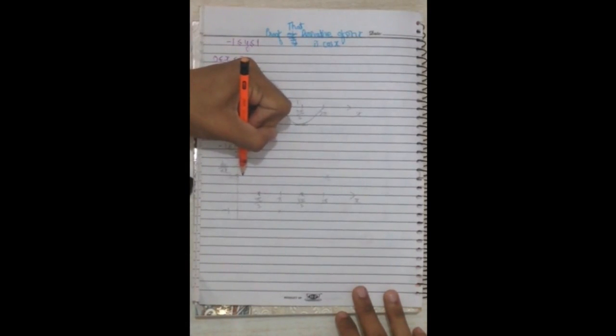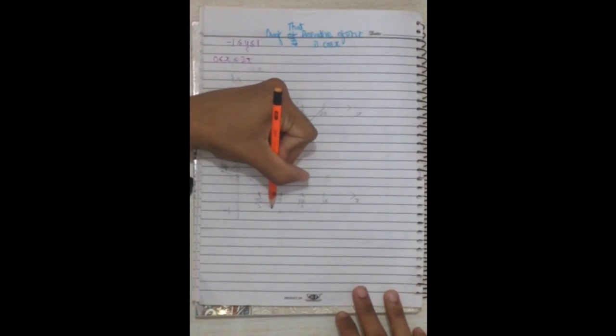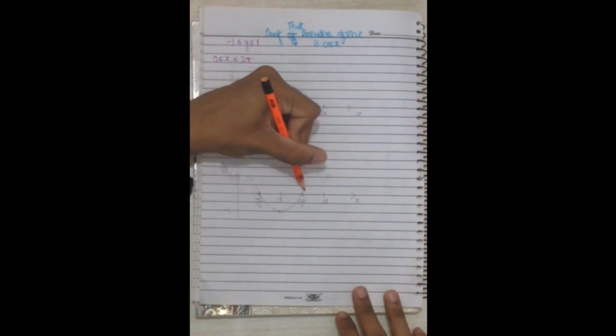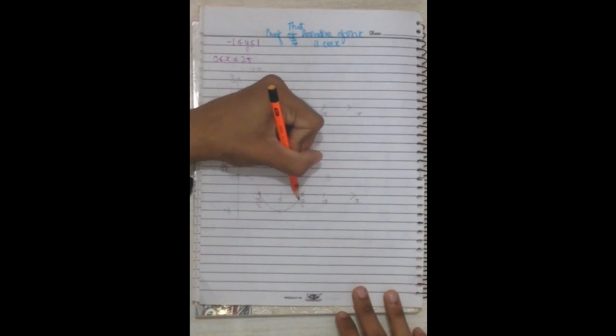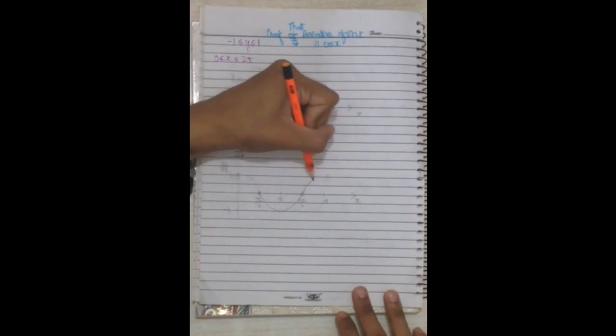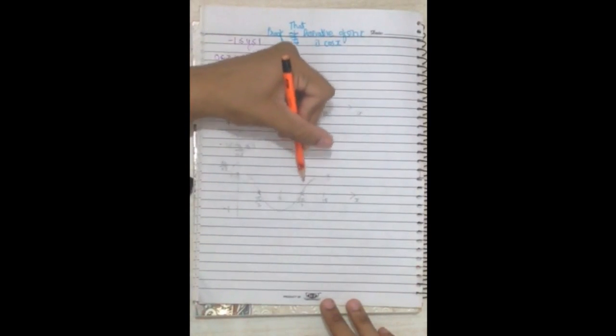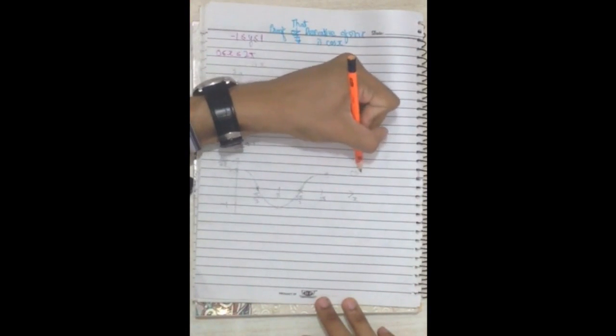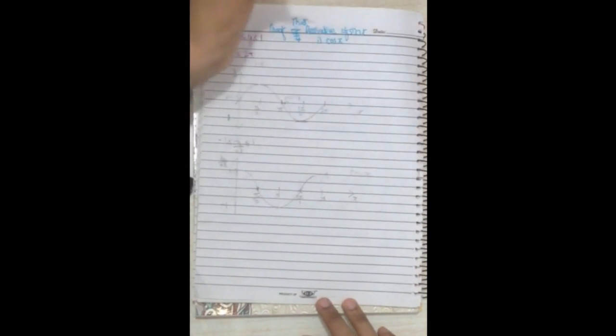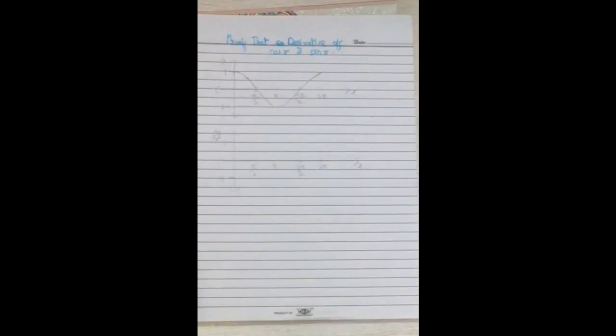Now all we need to do is join these points. It's not a perfect graph, but you get what I am trying to show. And as we all know, this is a cos graph, that's why the gradient of sin x is cos x. As I said, I'll also prove that the derivative of cos x is minus sin x.